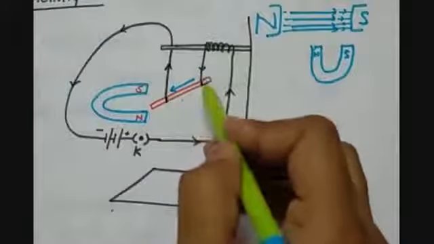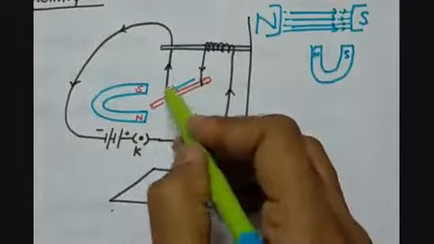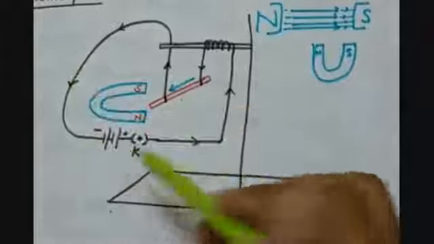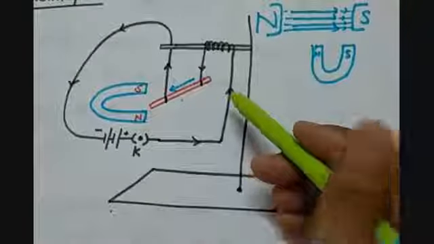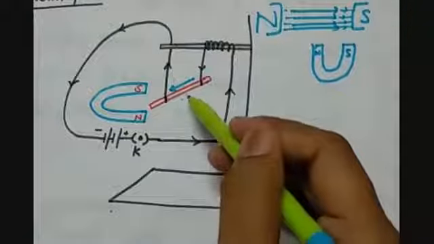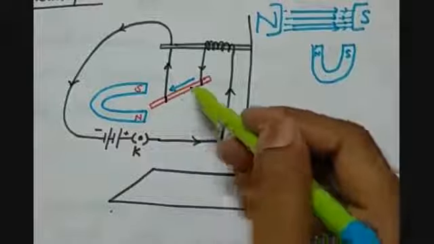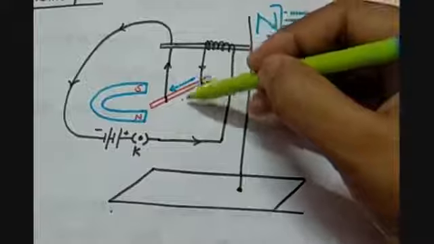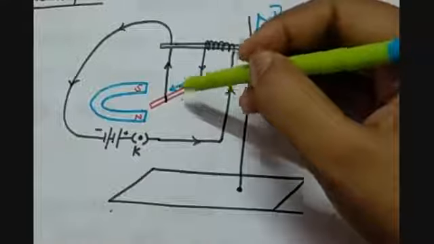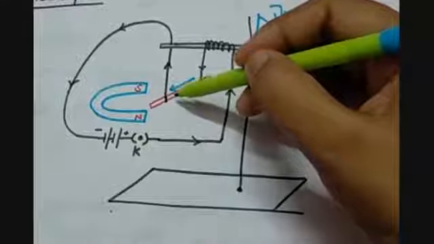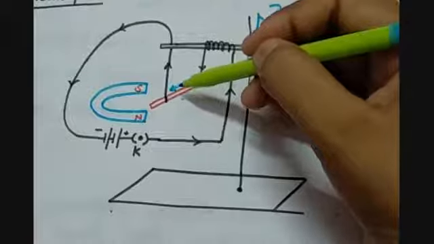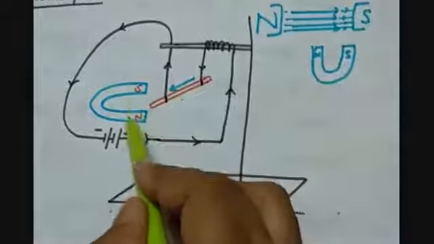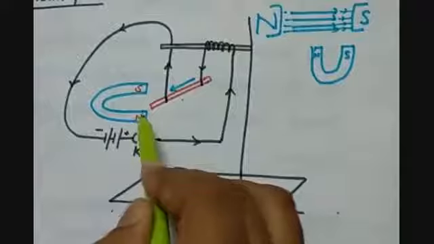Current enters the aluminium strip here, travels from here, and then goes to the negative terminal of the battery. That means current is flowing in the aluminium strip. Then for sure there will be a magnetic effect, or you can say a magnetic field produced around the conductor, and this magnetic field will also interact with the magnetic field of the horseshoe magnet.